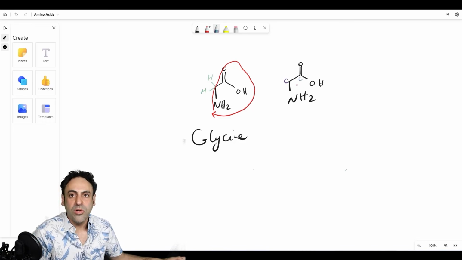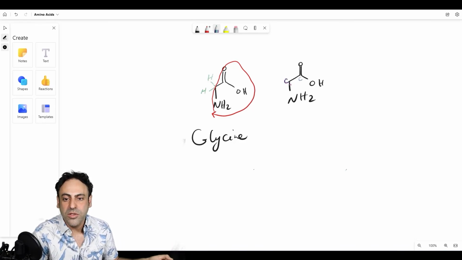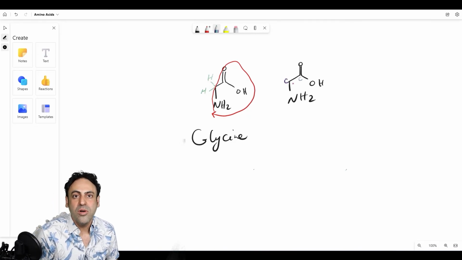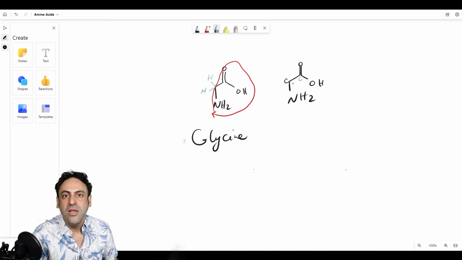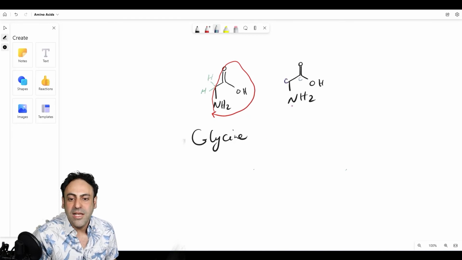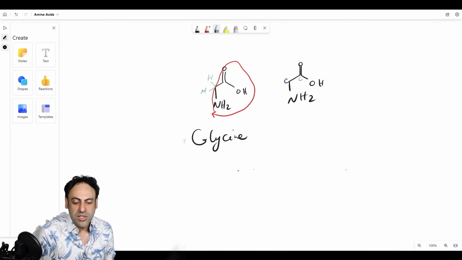We don't need to draw those because we basically know what's going on over here. We know that the carbon is here. We know that the hydrogens are here. We just don't draw them because we don't want our structure to get complicated and very crowded. So you see how easily we're able to draw the first amino acid, which is glycine.